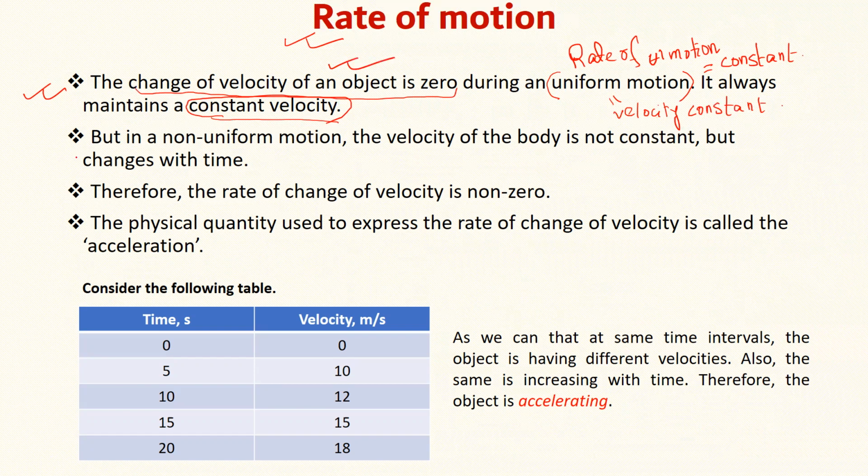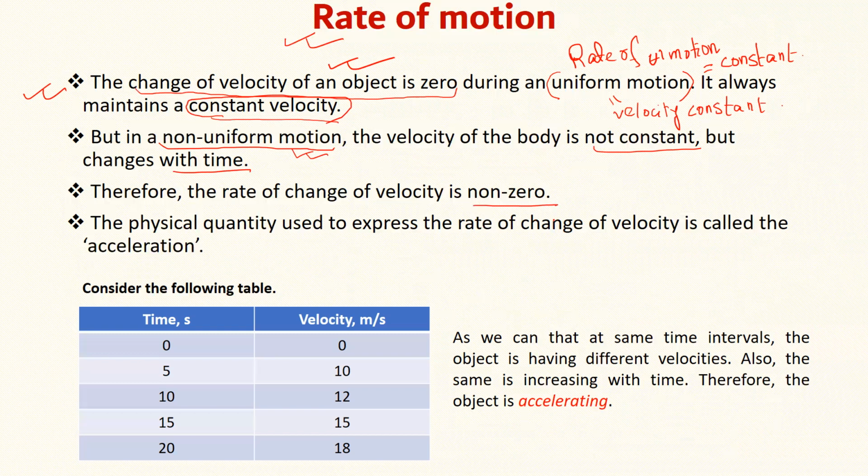But what if the case is a non-uniform motion? In a non-uniform motion, the velocity of the body is not constant, because in non-uniform motion, the object covers unequal distances at equal intervals of time. In that case, the velocity would not be similar. The velocity of the object changes with time. Therefore the rate of change of velocity is not 0.